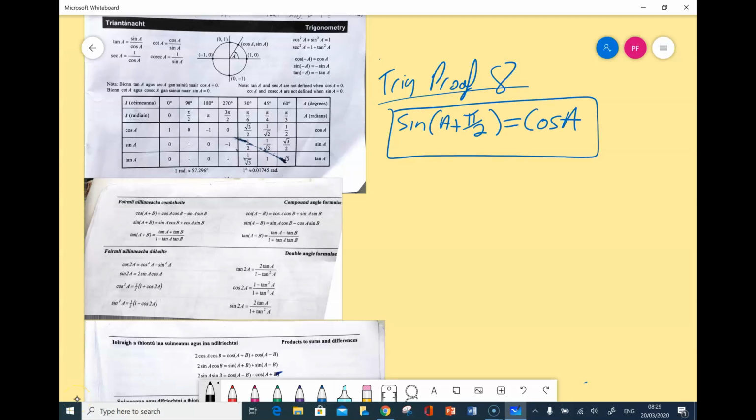Okay, so here we go, trig proof 8. Prove that sine of a plus pi over 2 equals cos a. So that's what we have to prove. As you think, it's pretty obvious at this stage, I think, what we start with: sine a plus b.